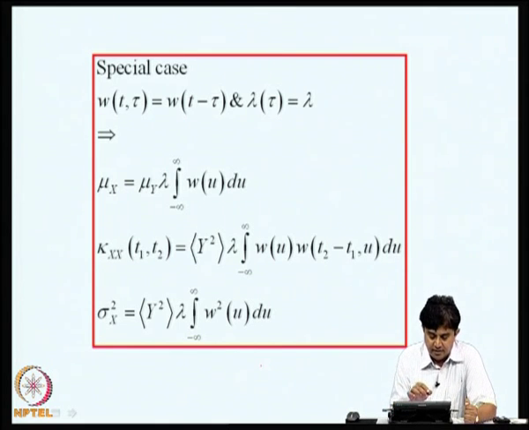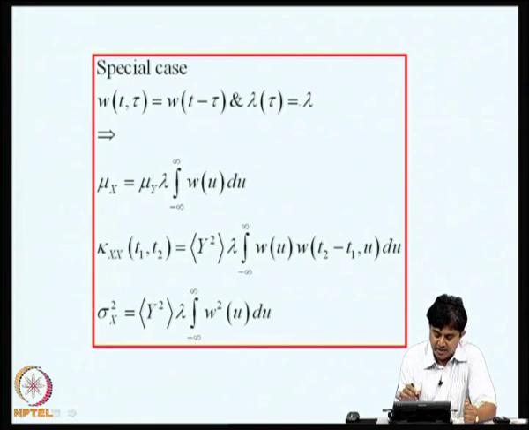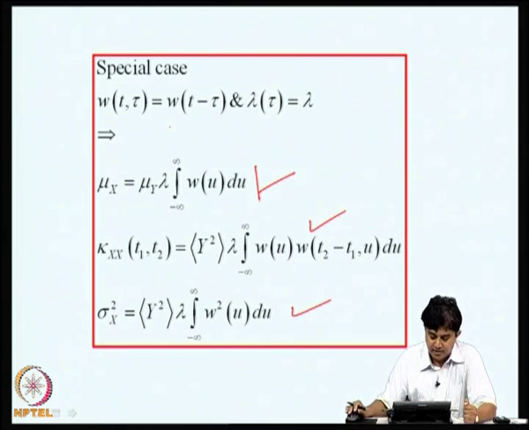If we take the special case of W of t comma tau to be a function of the time difference tau, and the arrival rate to be constant, the formulae lead to certain simplifications. I leave this as an exercise. You can show that these simplified results are obtained under these assumptions.